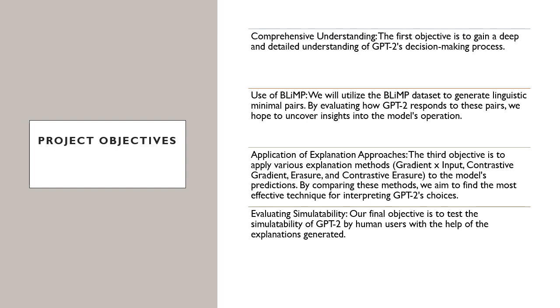To better explain what a language model (LM) is doing, we suggest using contrastive explanations. It unravels the intricacy and illuminates the model's decision-making process. We intend to illuminate the black box nature of language models by concentrating on noteworthy input tokens that explain why the algorithm chose one prediction over another. Our final objective is to test the simulatability of GPT-2 by human users with the help of explanations generated.